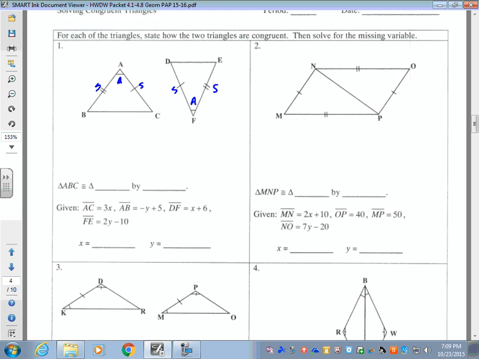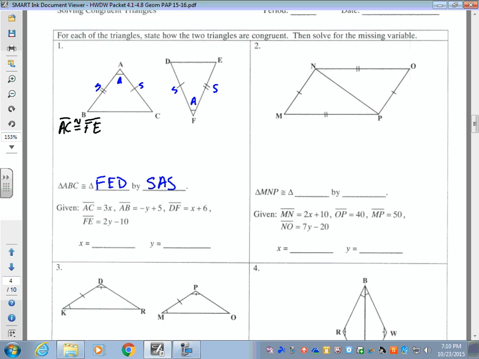And it's important that the letters here are written correctly, because I'm starting with A, going to 2 tick marks, B, then C. So that would mean I would have to start with F, go to 2 tick marks, which would be E, and then D. And this would be by side, angle, side. So now that I know that the triangles are congruent, I know corresponding parts, corresponding sides or angles, are going to be congruent. So if I look here, AC is going to be congruent, that 2 tick marks, to FE, or EF.